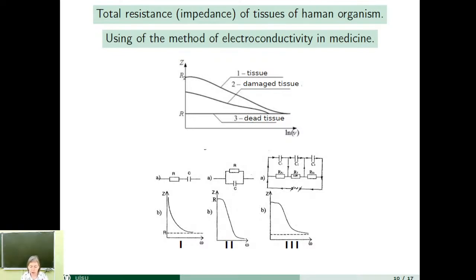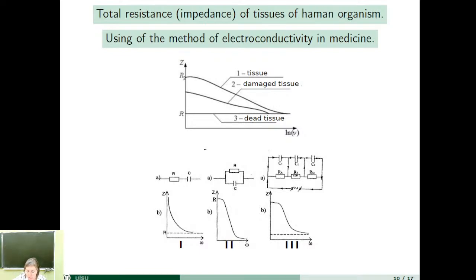For damaged tissue, the steepness of dispersion decreases, and for dead tissues, the graph is represented by a line parallel to the axis of frequency, the logarithm of frequency. Steepness of dispersion is expressed by the ratio of the value of the resistance measured at low frequency to the value of the resistance measured at high frequency.